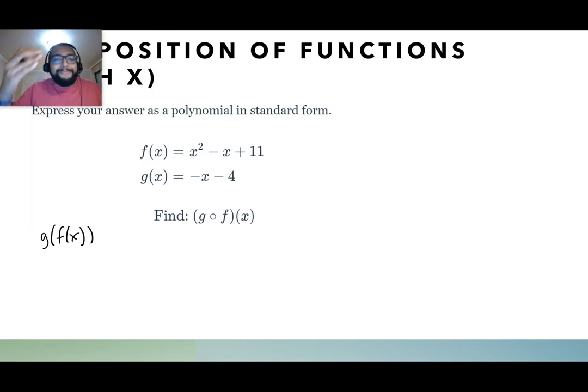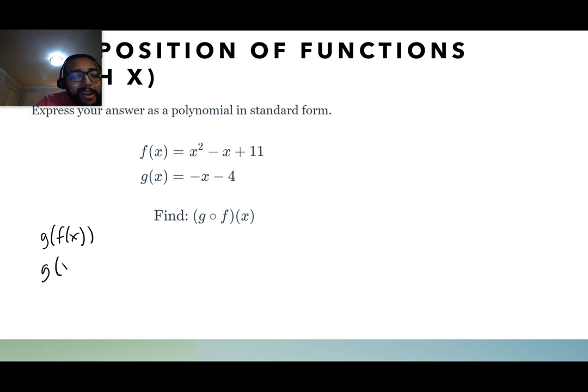So we always start on the inside, which is f of x, but we're not really changing f of x whatsoever, so we're just writing f of x again. But it's fine, because now it's very similar to how we plugged in any number inside parentheses into our function. We're going to plug in x squared minus x plus 11 into our g of x function.